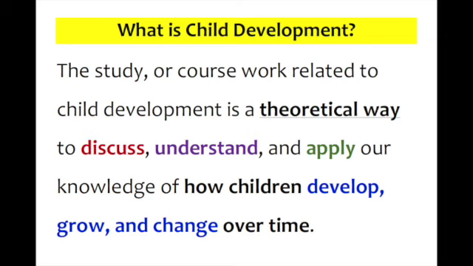It's a design that helps us better discuss, understand, and apply our knowledge of how children develop, grow, and change over time. It is a series of domains that allow us to understand the aspects of development that are unique: cognitive and mental development, language development, social, emotional, physical, motor development. All of those things are how we understand pieces of the child's development, but they all must come together as a whole to help us understand the whole child.